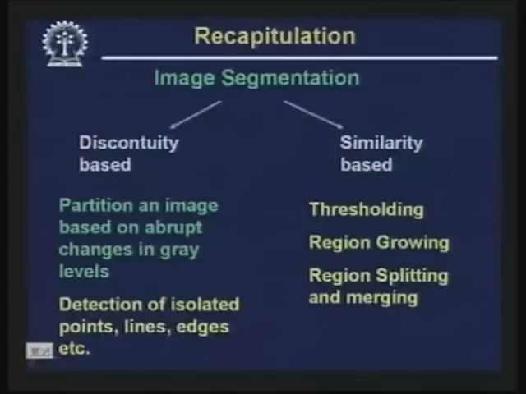And the last approach under the similarity based category that we have seen is the region splitting and merging operation. Here you start with the entire image. If the pixel intensities over the image are not similar, then you partition the image into 4 different partitions, or 4 different quadrants, and then you check for similarity in each of the quadrants. If in any quadrant you find that all the pixels have similar intensity values, you do not partition it anymore. But in a quadrant where the pixel intensities are not similar, you partition it again into 4 different quadrants.